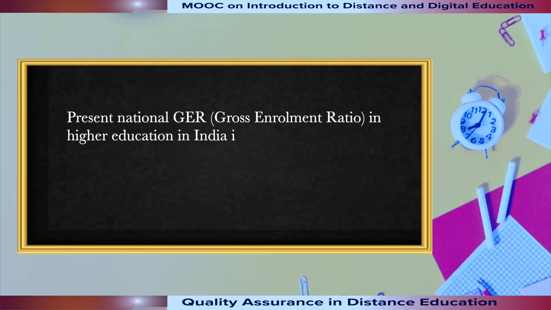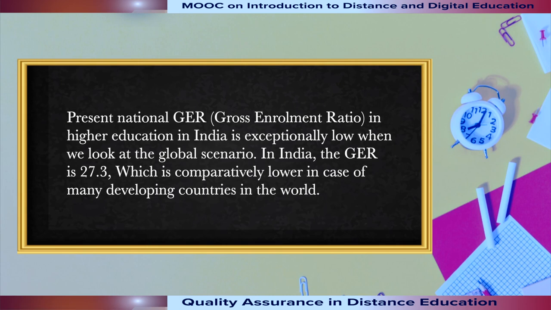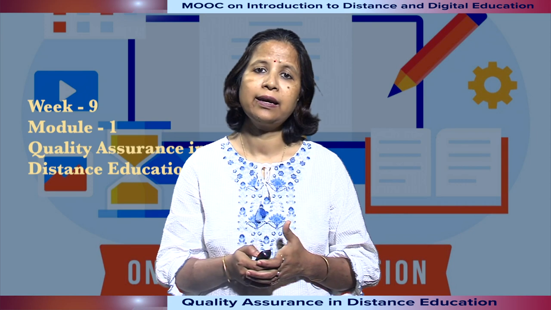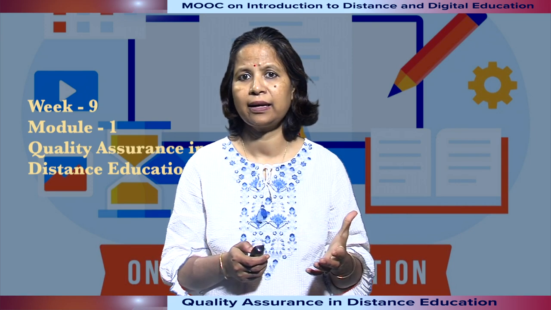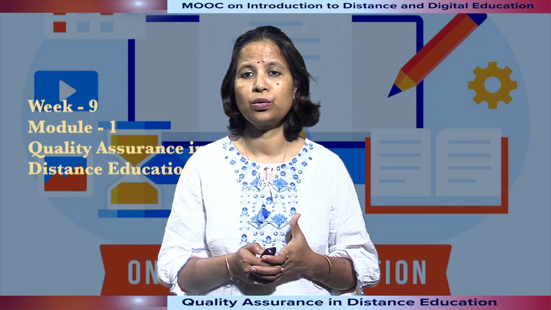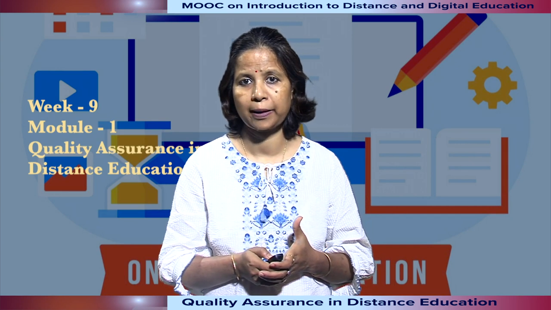Significantly, the present national GER in higher education in India is exceptionally low when we look at the global scenario. In India, the GER is 27.3%, which is comparatively lower than in many developing countries in the world. Even compared to China, the GER in higher education in India is lower by about 10%, although it was comparable about 10 years back.